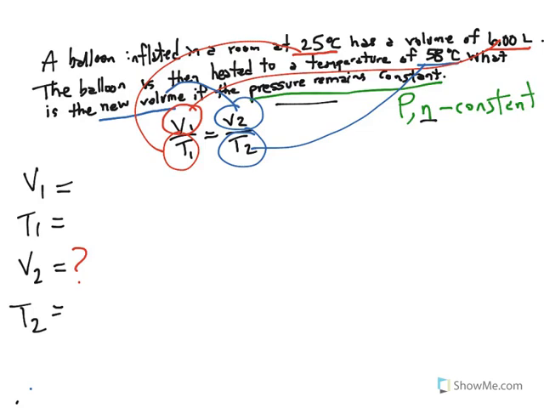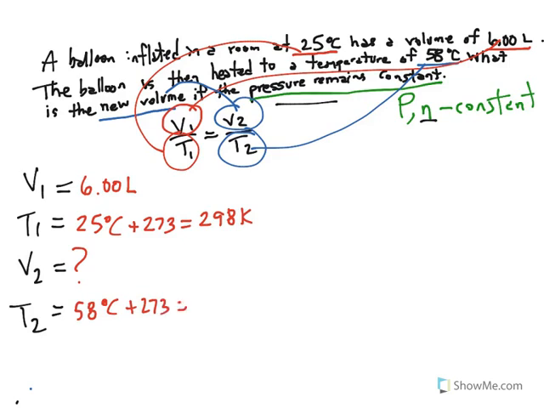We know that the initial volume is 6.00 liters, and the initial temperature is 25 degrees Celsius. But, as I mentioned earlier in this lecture, when we're working with temperature, it must be in Kelvin. Therefore, we have to convert it. Every time we're using these gas laws, we must make sure the temperature is in Kelvin. So 25 plus 273 comes out to 298 Kelvin. And the final temperature was 58 degrees Celsius. Obviously, we need to add 273 to that, and we get 331 Kelvin.